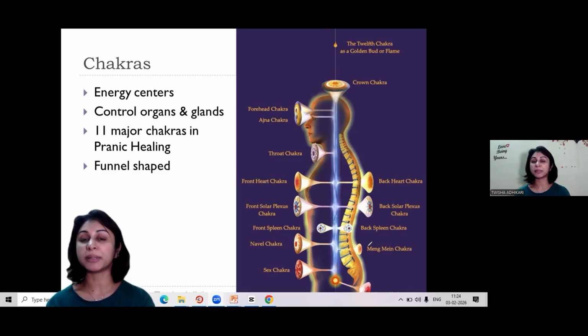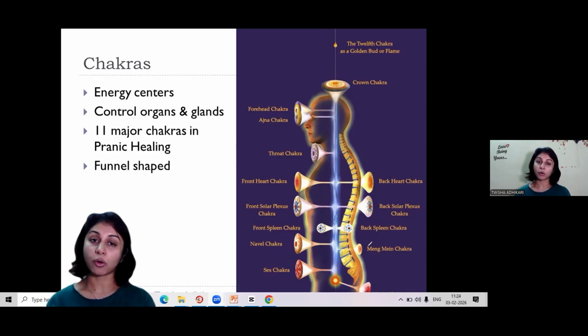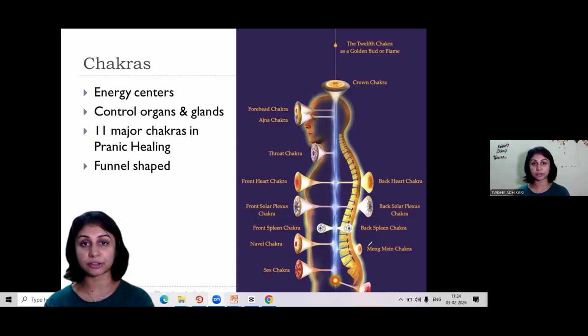Malfunctioning of the Mingme chakra causes kidney problems and low vitality. It causes blood pressure issues, that is hypertension, and it can also cause back issues. The Mingme chakra is normally one third to half of the other major chakras. Our reference chakra is the back heart chakra. So if our blood pressure is normal, our Mingme chakra is normal, that is, one third to half of the other major chakras.